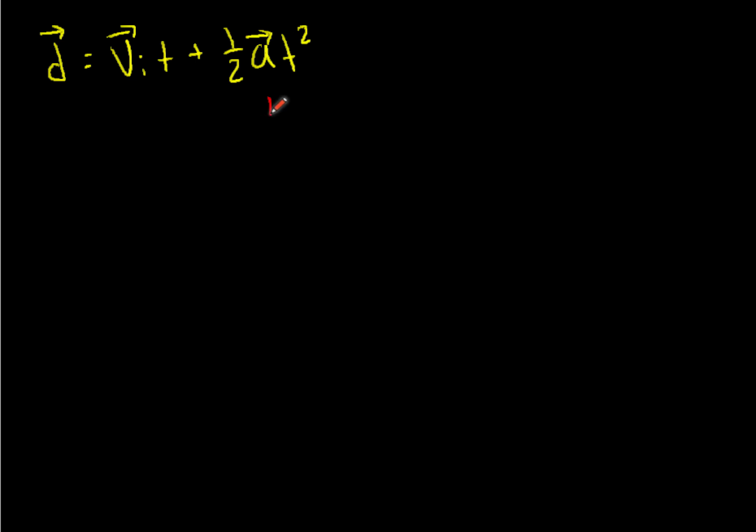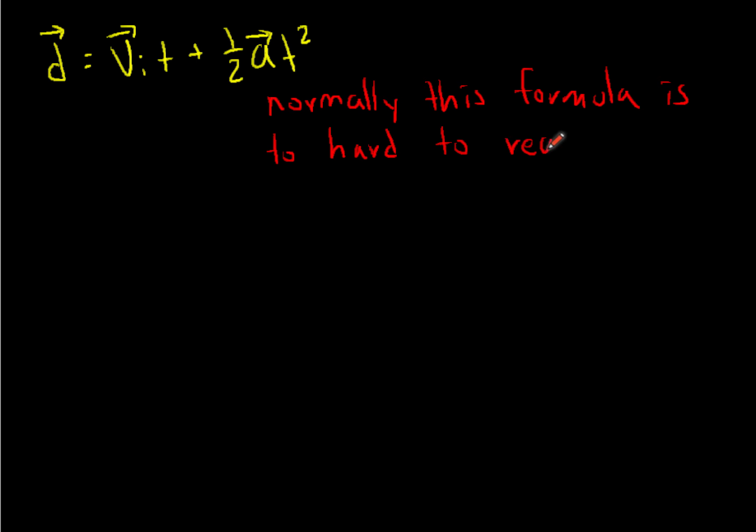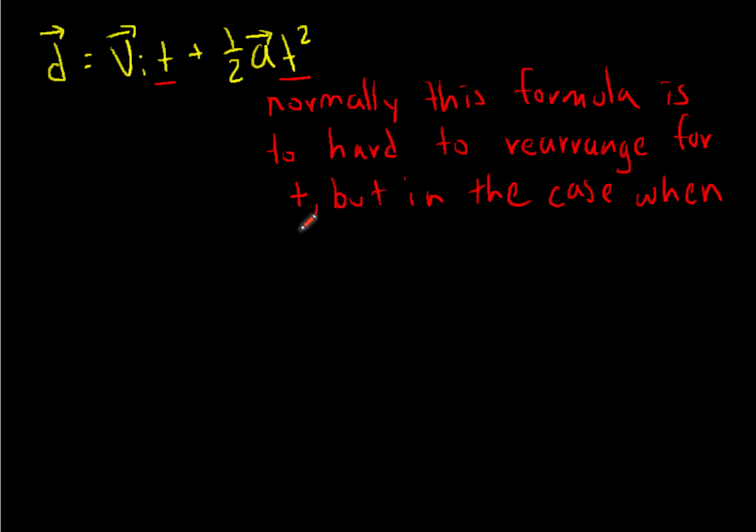Now, normally we can't solve this one for t. Normally, this formula is much too hard to rearrange for t. This is because t is squared and not squared both at the same time in the equation. But in the case when Vi equals 0, it becomes much easier.